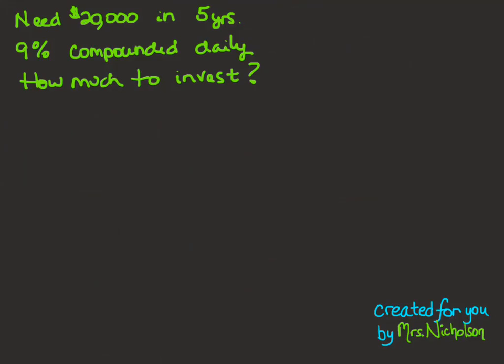I'm still using the same formula, so I'm going to start out with the resulting amount. This is what I know this time. I want my resulting amount to be $20,000. The question is, what's my principal? What is the initial amount that I need to invest? We're going to multiply times 1 plus the rate, which is 0.09 divided by 365, because this time we're compounding daily, so my n is 365. And I'm going to raise that to the power of 365 times 5, because I have 5 years to grow whatever amount of money into $20,000.